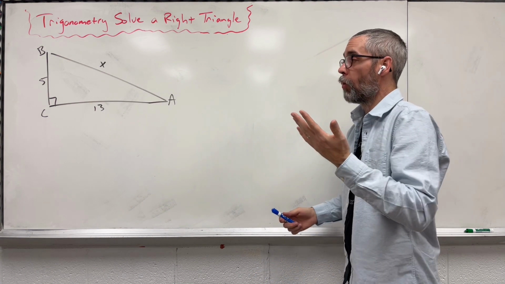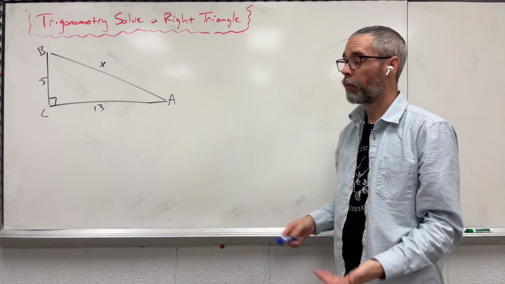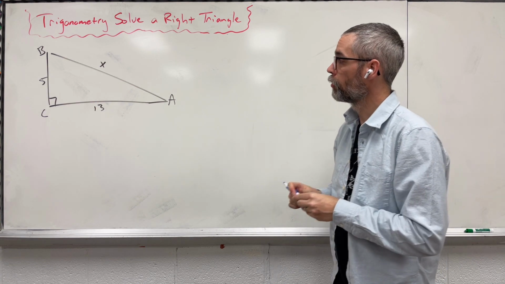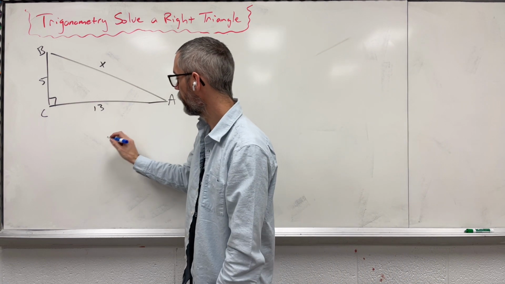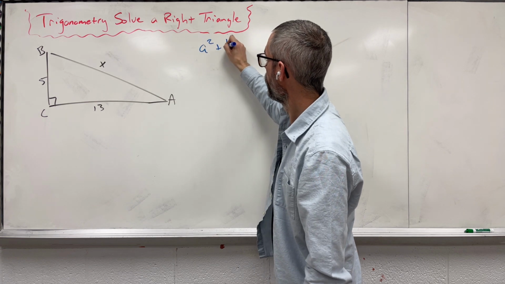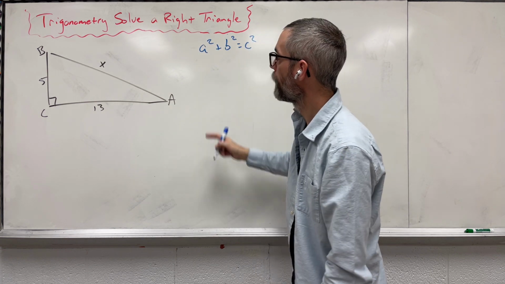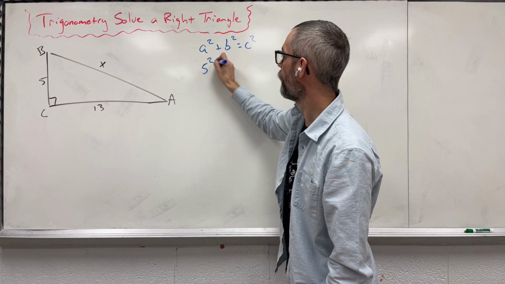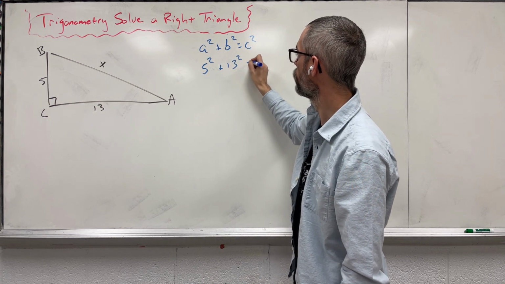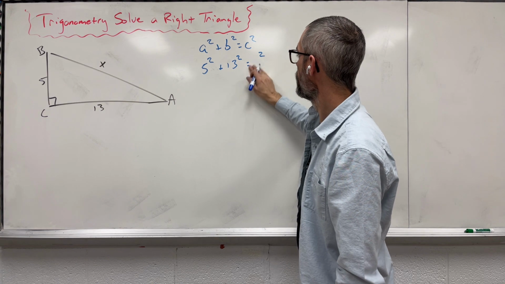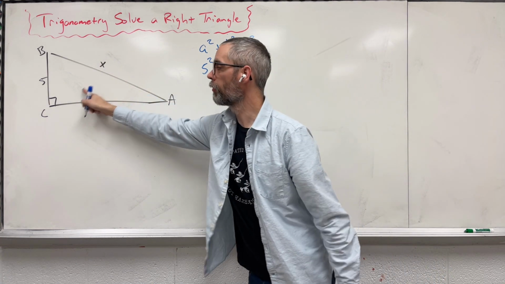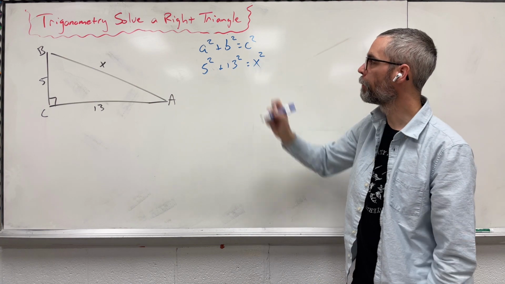So we have two sides of a right triangle. In order to find the third side, we can use the Pythagorean Theorem. So let's start there. I want to say a squared plus b squared equals c squared. A and B are going to be my legs, 5 and 13. So I can say 5 squared, 13 squared, and our missing side squared. That hypotenuse across from the right angle is always going to be our C.